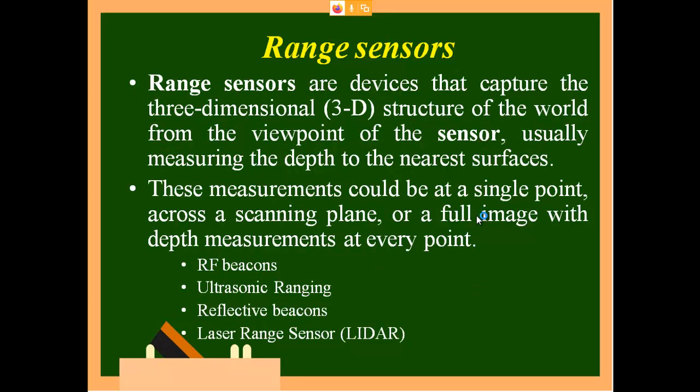Then comes your range sensors. Range sensors are devices that capture the 3-dimensional structure of the world from the viewpoint of the sensor, usually measuring the depth to the nearest surface. These measurements can be at a single point across the scanning plane, or a full image with the depth measurement at every point. There are different types of range sensors. First is RF, radio frequency, then ultrasonic, then reflecting, and then laser range sensor.